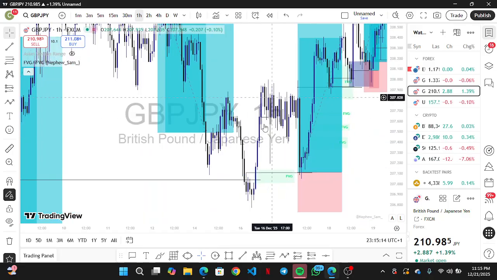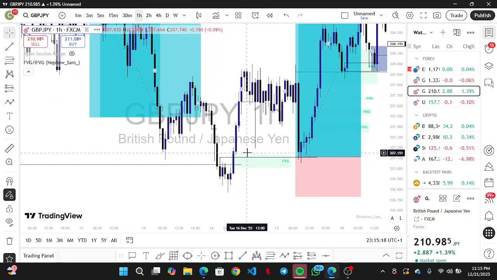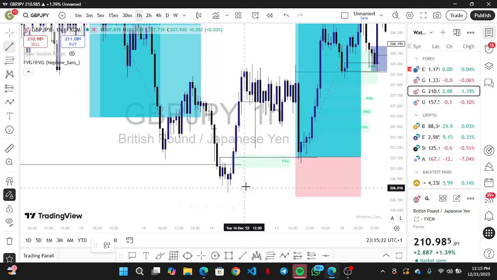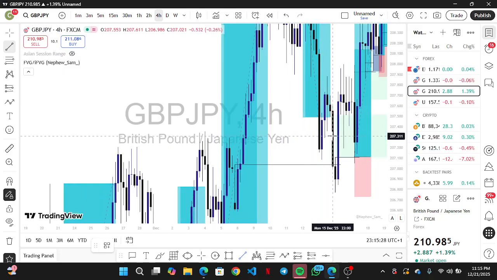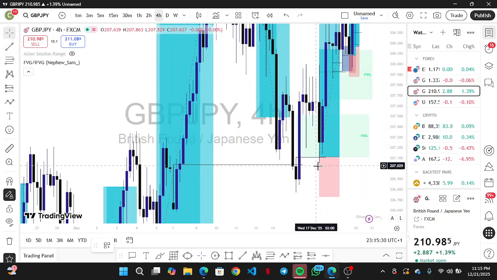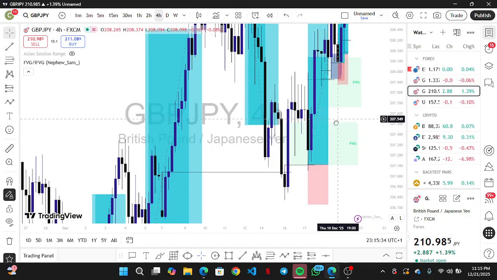So this is a break of structure. We find an engineered liquidity, or rather, this can serve as an inducement because this was still near it. This served as inducement. We entered it. The entry was a 4 hour OB. Let me show you guys 4 hours. So this was a 4 hour OB, the last bearish candle before the upwards move. We targeted a normal 5 RR.